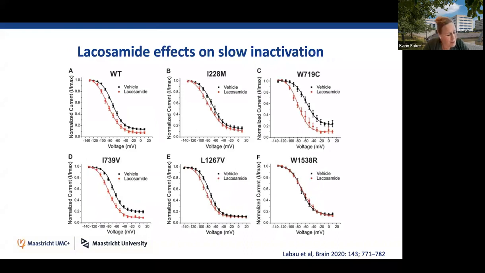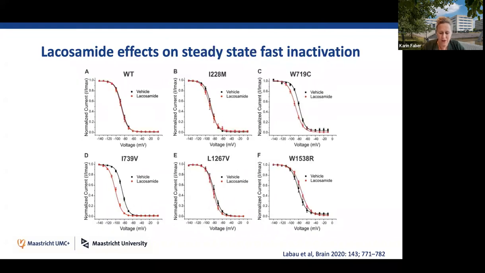And you can see that lacosamide affects the slow inactivation for each NaV1.7 variant. Lacosamide significantly enhanced the slow inactivation in wild type and all mutant channels, except for the W1538R. And lacosamide effects on steady state fast inactivation: as you can see, the fast inactivation was only affected by lacosamide in C and in D.